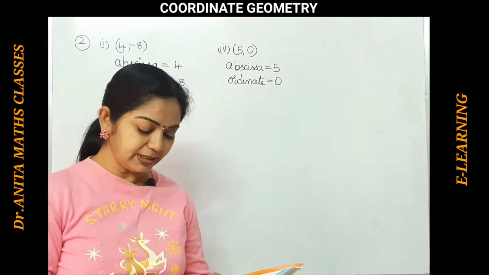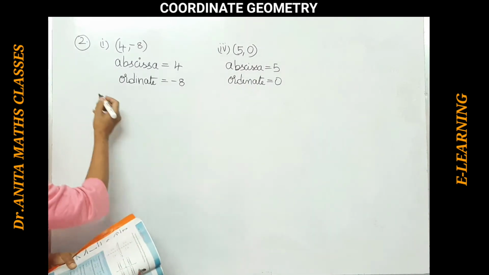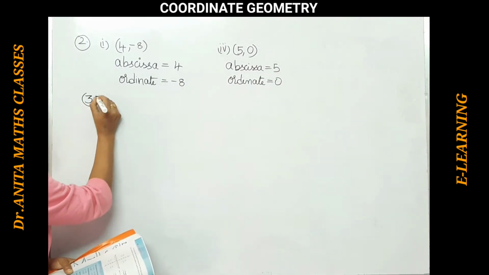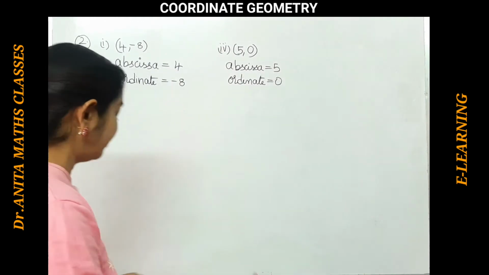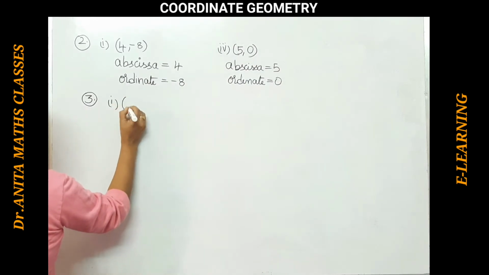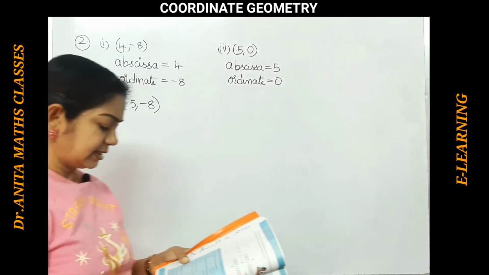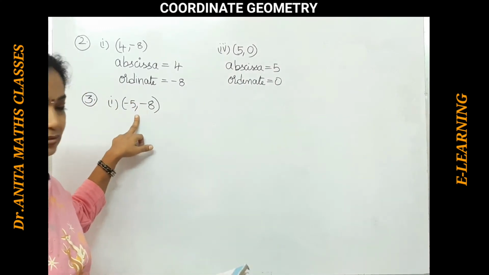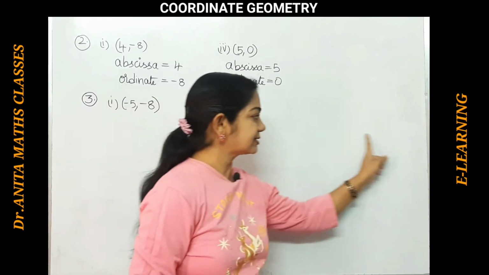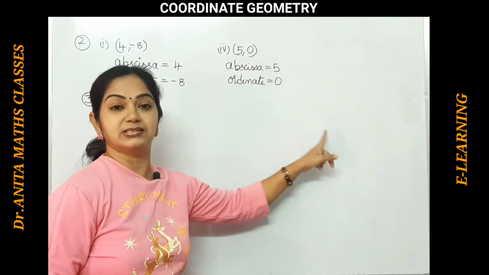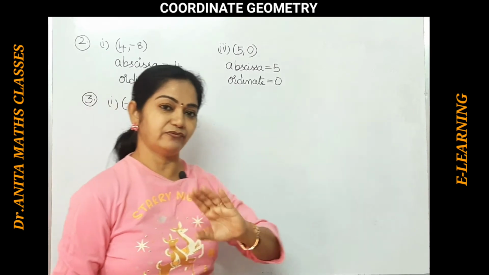Okay. Now the third bit I'll read out for you. Which of the following points lie on the axis? Also name the axis. Here a few points are given. Now if you are seeing the first one, minus 5, minus 8. This point does not lie on any of the axes, neither the x-axis nor the y-axis, because the condition is that on the x-axis the ordinate is 0 and on the y-axis the abscissa is 0. That you have to remember.